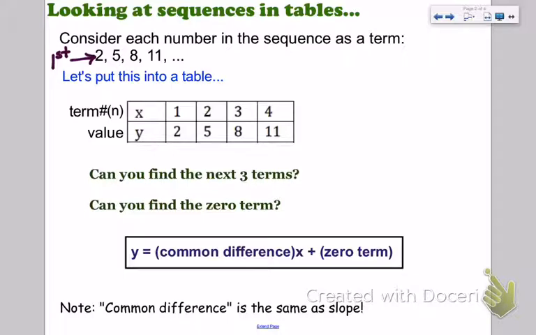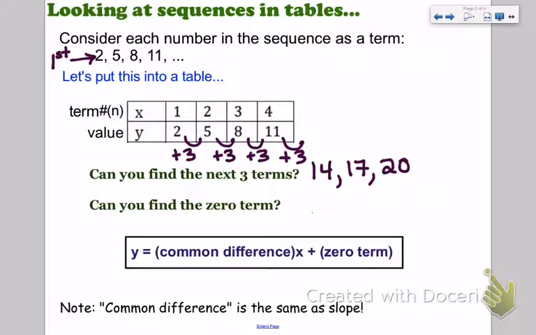So what this is asking us to do is to find the next 3 terms. Well, first we have to see if there's a pattern. From 2 to 5, I'm adding 3. From 5 to 8, I'm adding 3, and from 8 to 11, I'm adding 3. So to find the next number, I would just add 3 more. 11 plus 3 is 14. Add 3 more to that, we get 17. Add 3 more to that, we get 20.